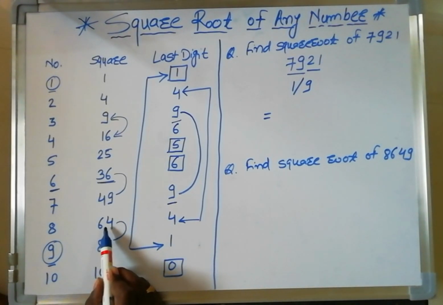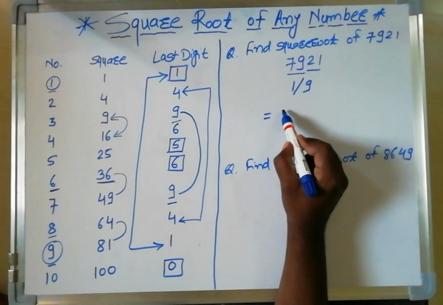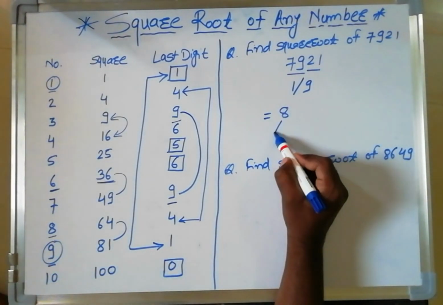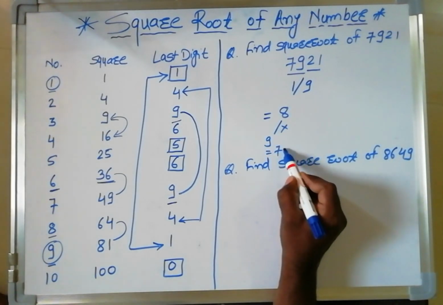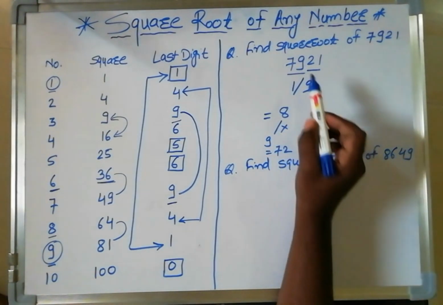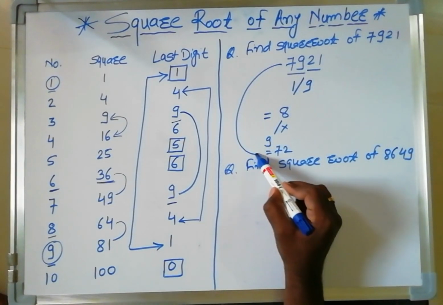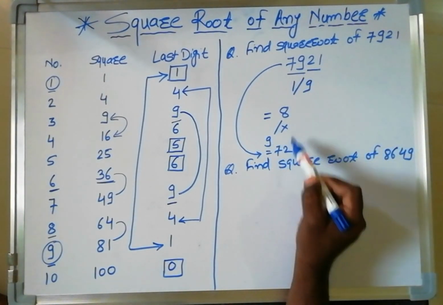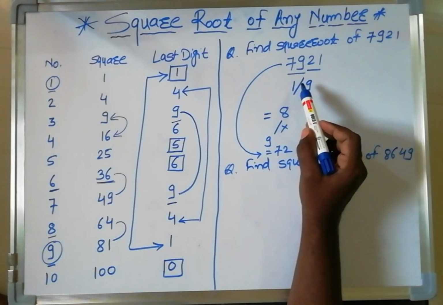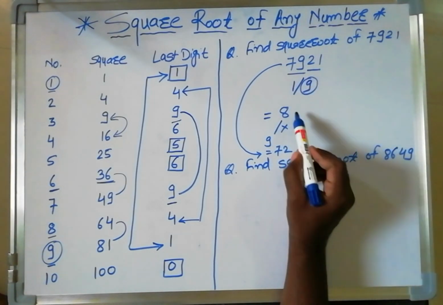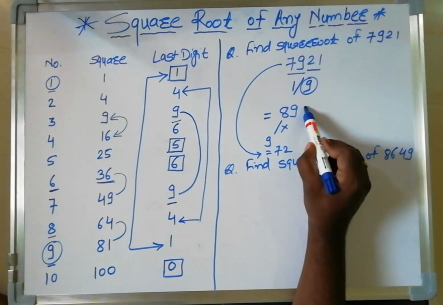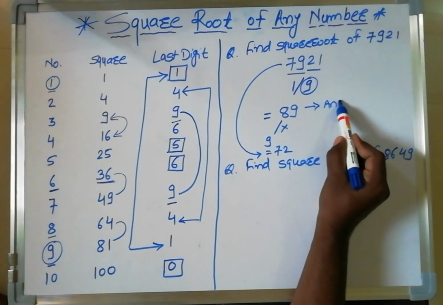So the smaller number is 64, having 8 as its square root. Okay. Now take the next number after 8, which is 9. The multiplication will be 72. Now is this 79 smaller or bigger than 72? That is bigger. So we have to consider the bigger number from 1 and 9. So 9 will be the bigger one. So 89 will be our answer.